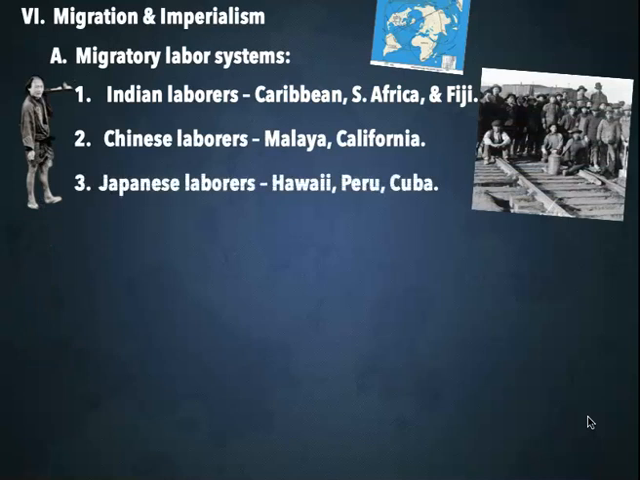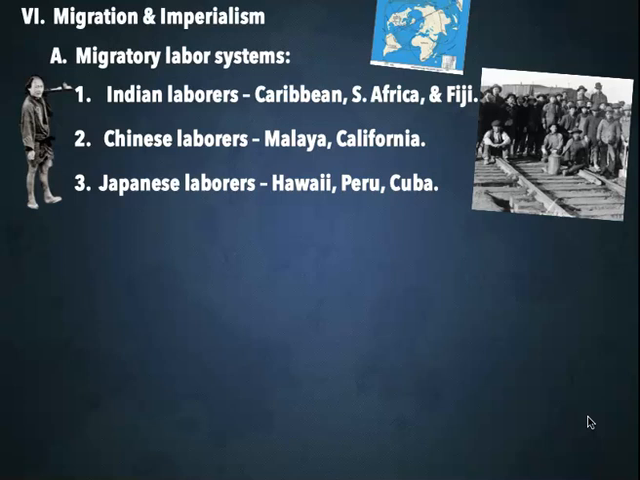You have Chinese. Now they're not imperialized, and so these are Chinese who are just looking for opportunity, getting away from poverty, getting away from really, really low-wage subsistence farming, that kind of thing. They're looking for opportunity. So in places like Malaya, and in California during the gold rush, you're going to have Chinese laborers showing up in those places.